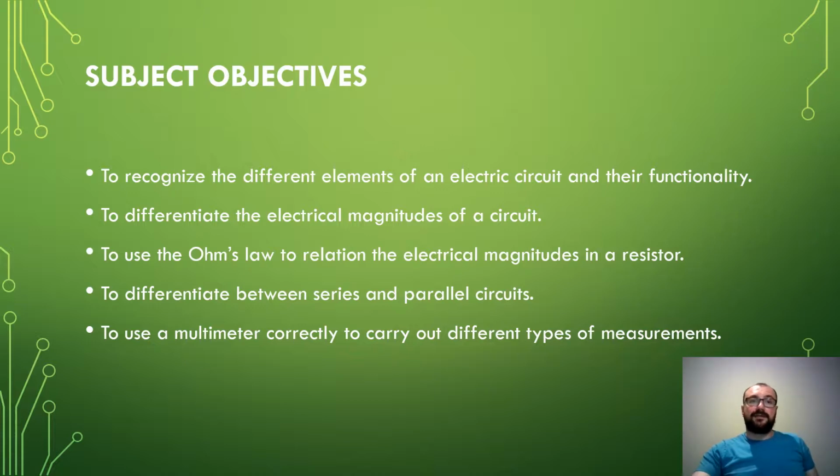The subject objectives are the following ones: to recognize the different elements of an electric circuit and their functionality, to differentiate the electrical magnitudes of a circuit, to use Ohm's law to relate the electrical magnitudes in a resistor, to differentiate between series and parallel circuits, to use a multimeter correctly to carry out different types of measurements.